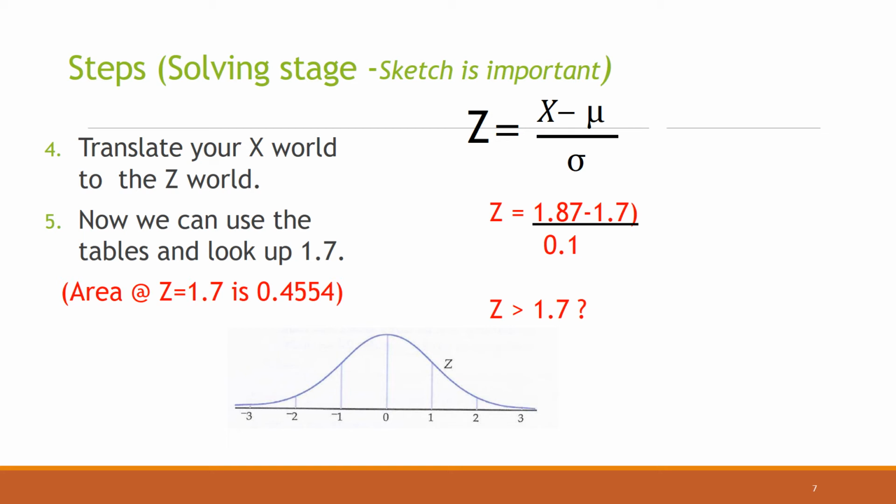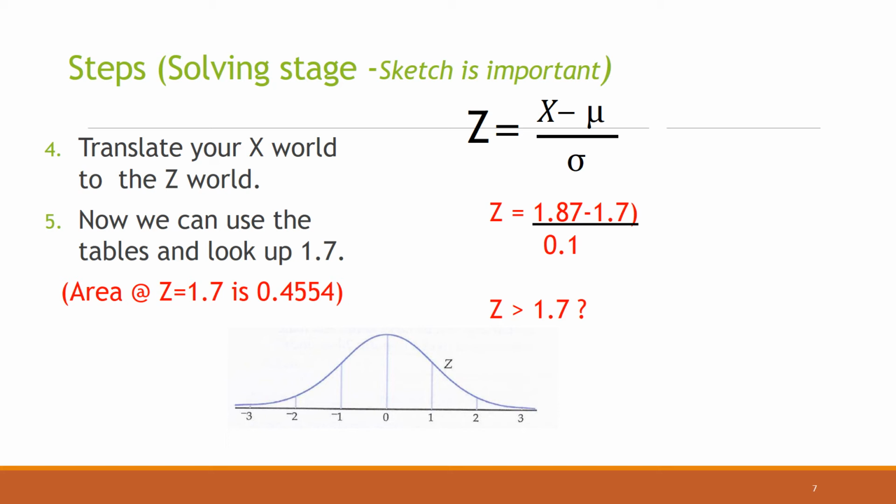Steps. Then we are going to solve it. We are going to evaluate the problem. What we know is translate the x data into the Z world. Z equals x minus mu over sigma. What we know is x is 1.87 minus 1.7 divided by 0.1. So it is 0.17 divided by 0.1. It will become 1.7. But what we ask is the corresponding value of 1.87. Now we have gathered it as 1.7.